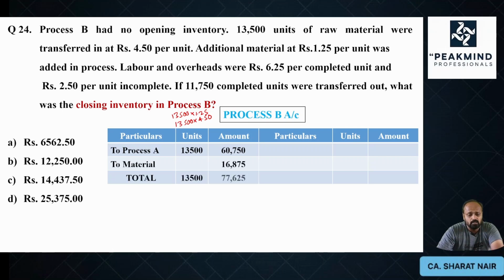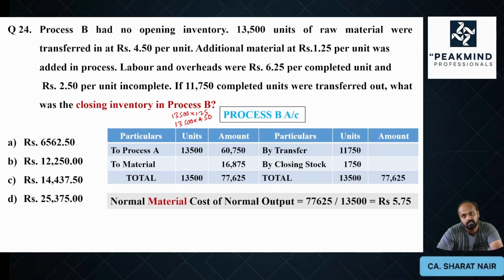Now, the total units which have been transferred out is given as 11,050 and the closing stock is how much? The remaining balancing figure is 1,750 units. Now, I have to find the normal cost of normal output, so that I can get the share of the material cost per unit. So the normal cost of normal output here is 77,625 minus the scrap value of normal loss, which is not there in the question. So 77,625 divided by 13,500. So it means 5.75.